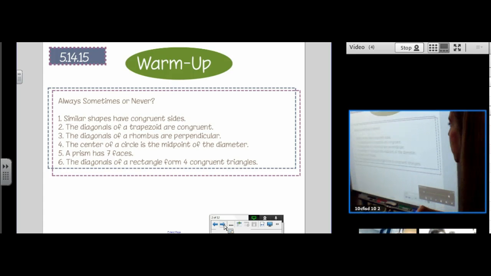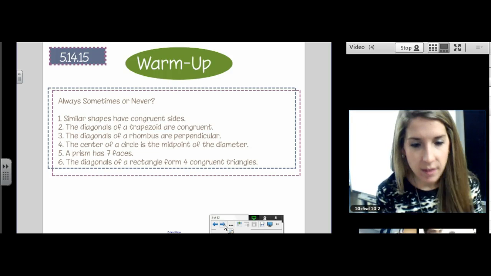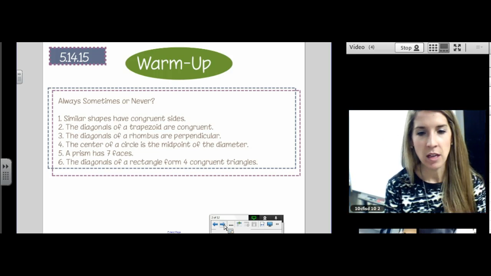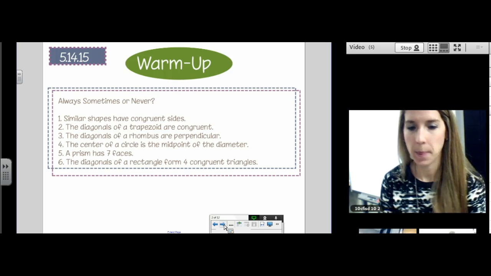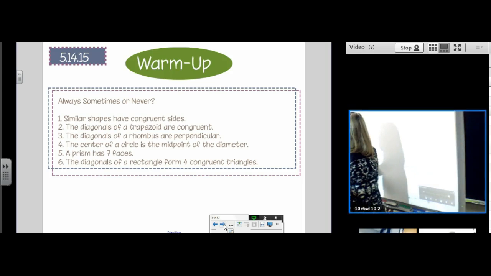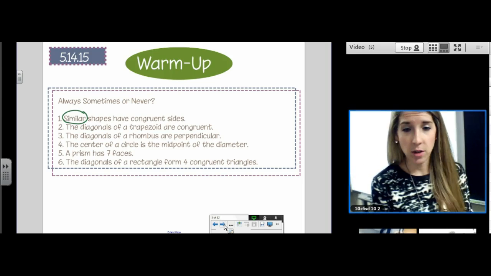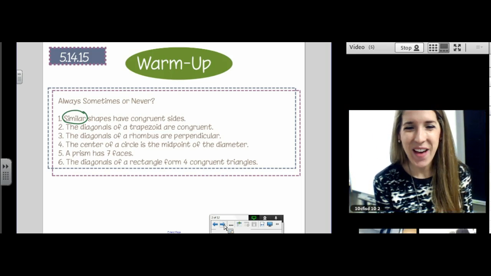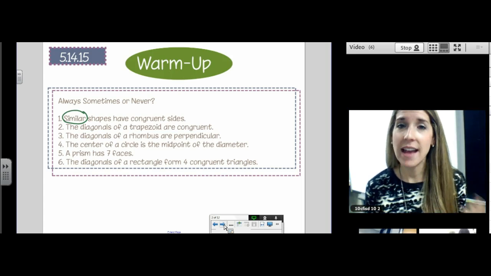Always, sometimes, or never. Similar shapes have congruent sides. Yes, Abby, yes. Similar shapes have congruent sides. So we have to remember what similar means. Two shapes are similar. We'll talk about this more in a minute. But they're similar if they have the same shape and different sides.